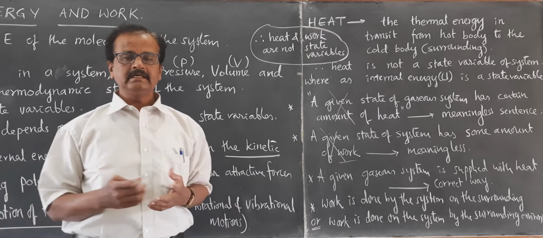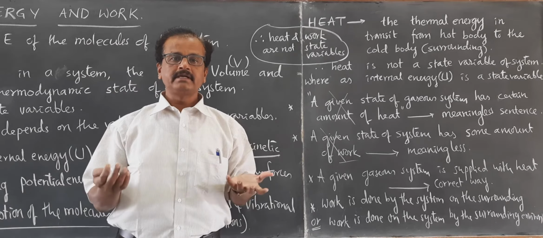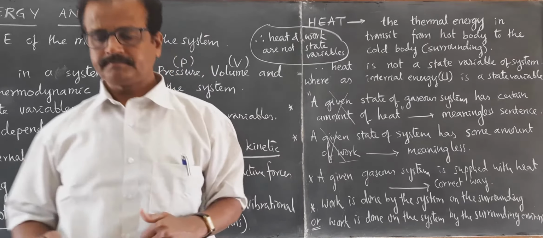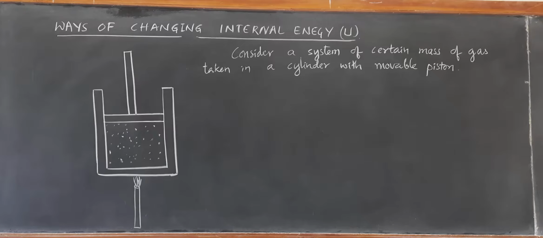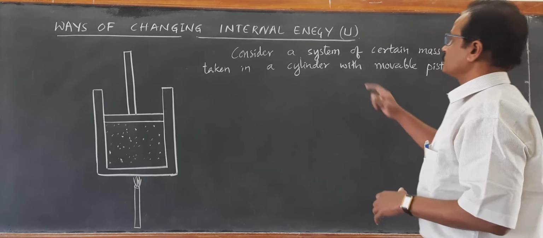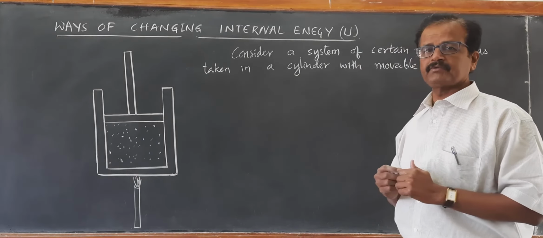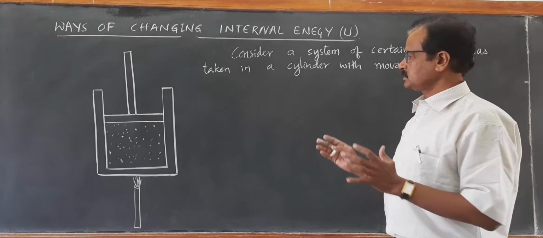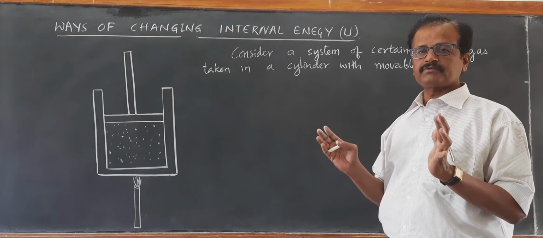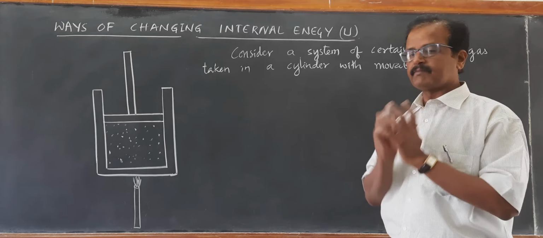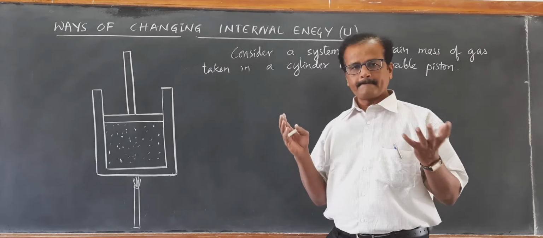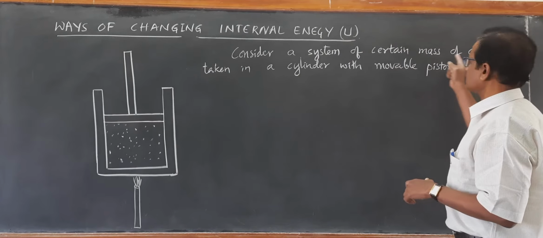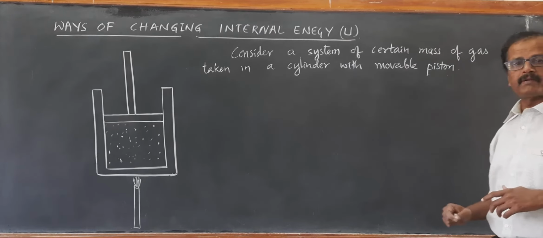Okay. Now let us study how the internal energy of a system can be increased or decreased. How the internal energy of a system can be changed. Let us see. Now let us learn what are the ways by which one can change the internal energy of a given system of gas. Consider a system consisting of a gas of certain fixed mass, taken in this cylinder provided with a movable piston.